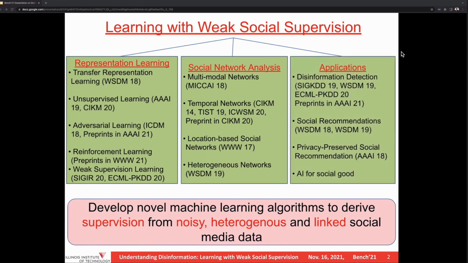Third, one goal of studying social media is to understand social behaviors and provide better service to the users. So I work on different applications to use AI for social problems. Today I will be mainly focusing on disinformation detection with weak social supervision.